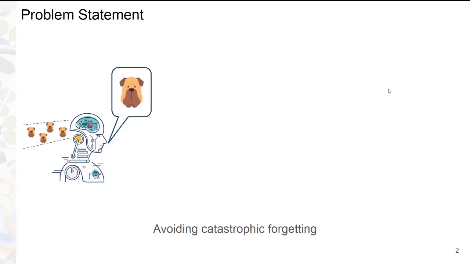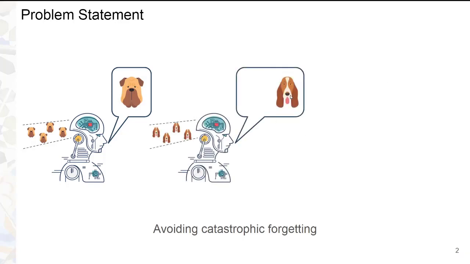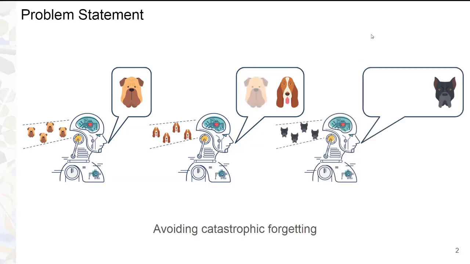When we learn a task and afterwards we want to learn a new task without access to the previous one, usually the previous knowledge has a lower performance. And if we do that in an incremental setting, the knowledge from the beginning tends to be forgotten, and this is known as catastrophic forgetting.